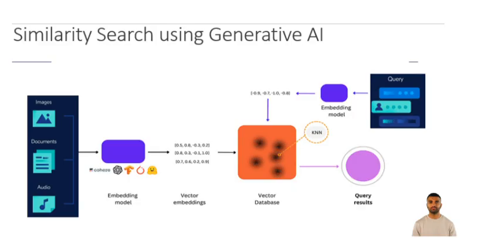Return results. The system returns the most similar items, the query results, based on the vector comparison. This process allows for fast and efficient retrieval of similar items based on the content's meaning, which is crucial for applications like recommendation systems, search engines, and multimedia retrieval.